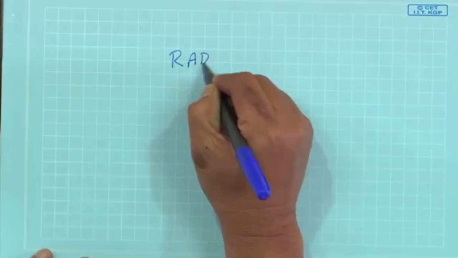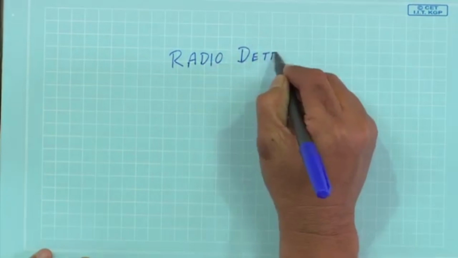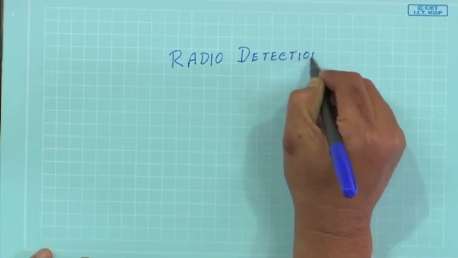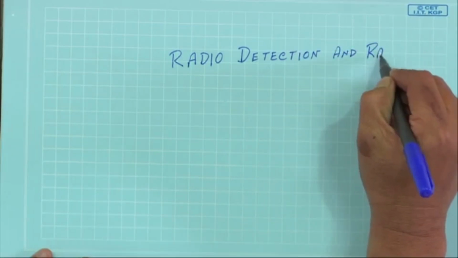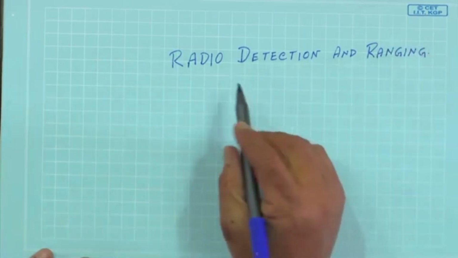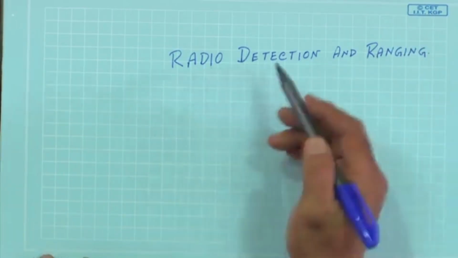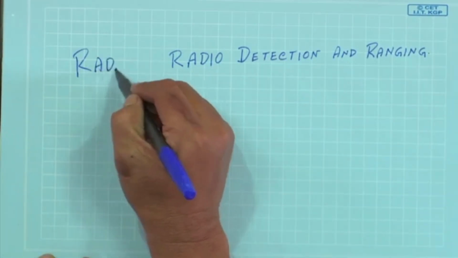So, as you all know, radar is an acronym. It stands for radio detection and ranging. As the name suggests, this is the acronym for radar.